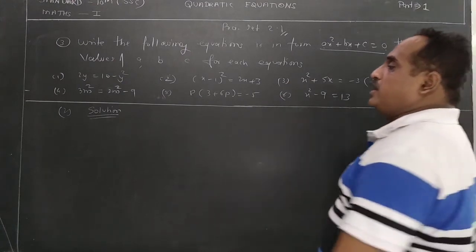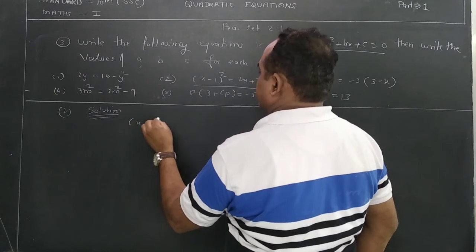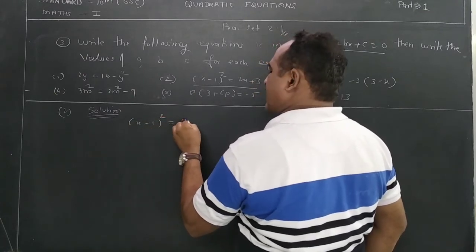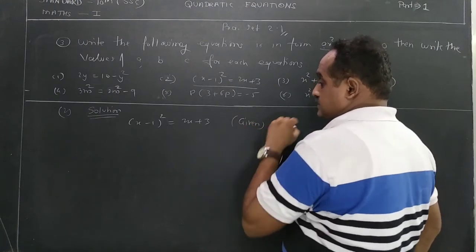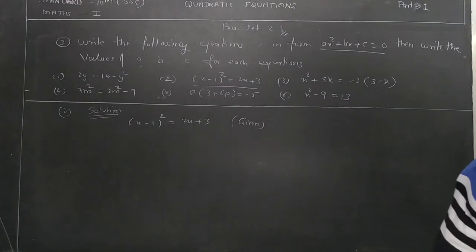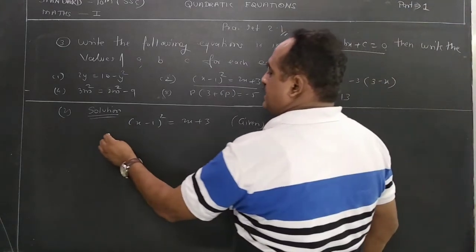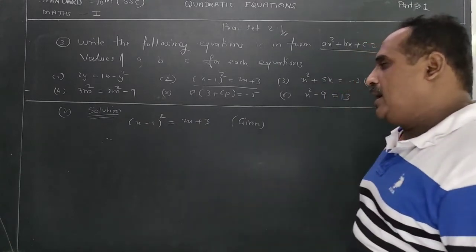Now for question number 2. The solution is: (x minus 1) the whole square is equal to 2x plus 3. This is given. But students, we should be very careful. They have given that (x minus 1) the whole square is equal to 2x plus 3.